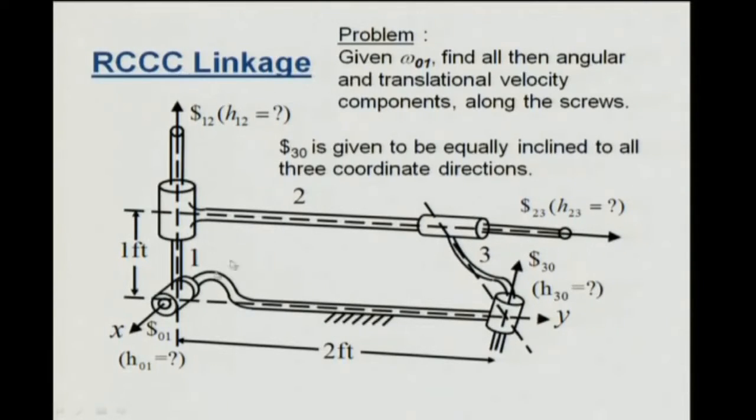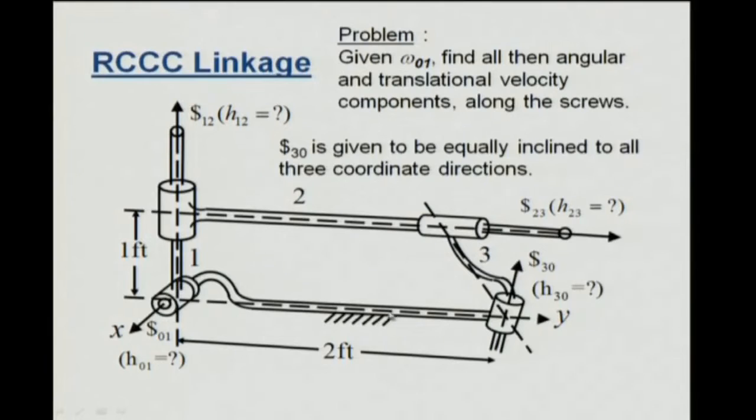Now I said, okay, given the angular velocity 0, 1, you find all the angular and translation velocities of the links, essentially the rate at which all the joints will move, and so forth. So this is the geometry: this is 2 feet, this is 1 foot, and it is said that instantaneously this $30 is equally inclined to all 3 coordinate directions. That you know from having solved the inverse kinematics.